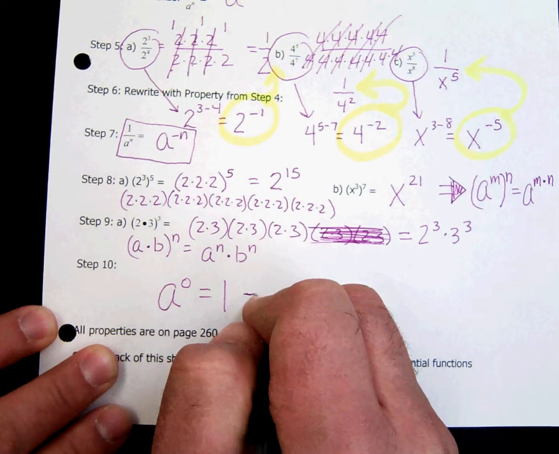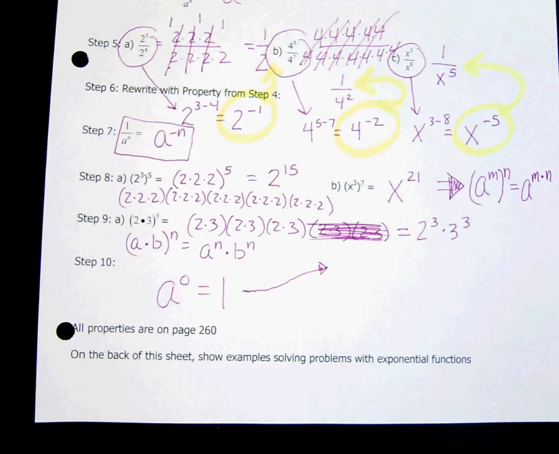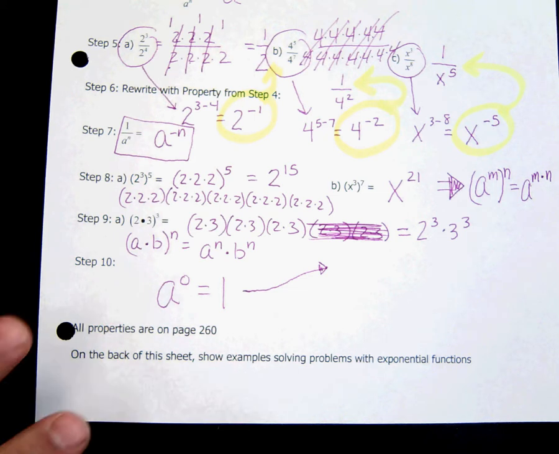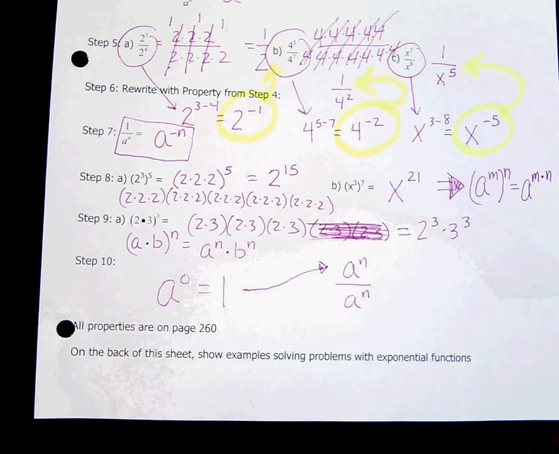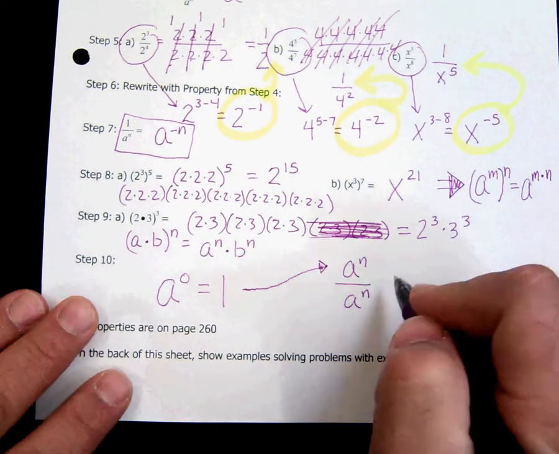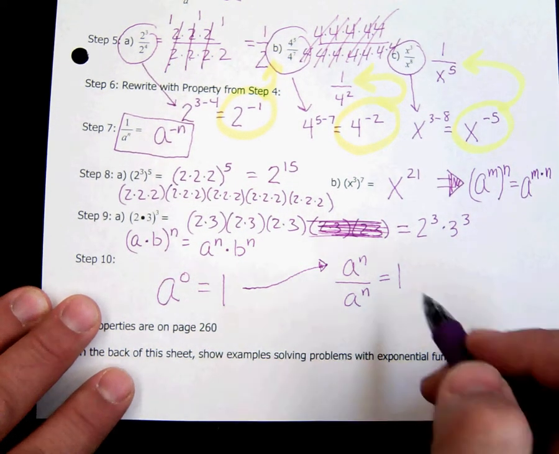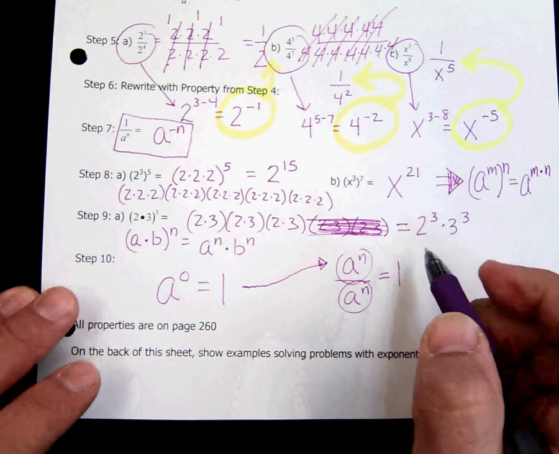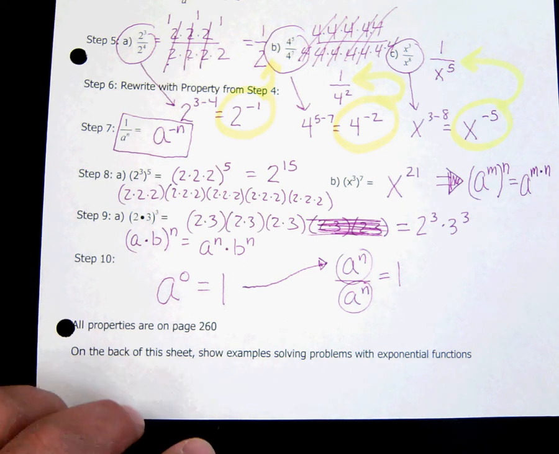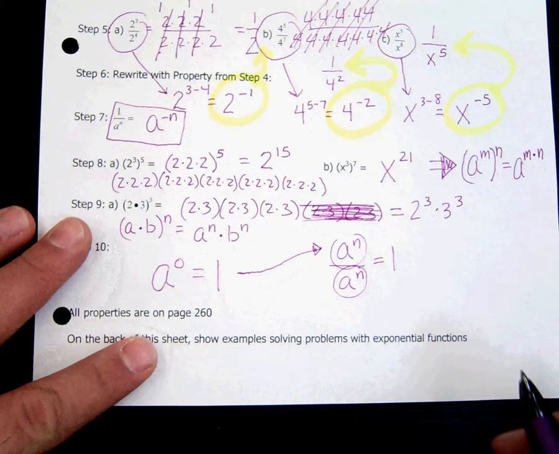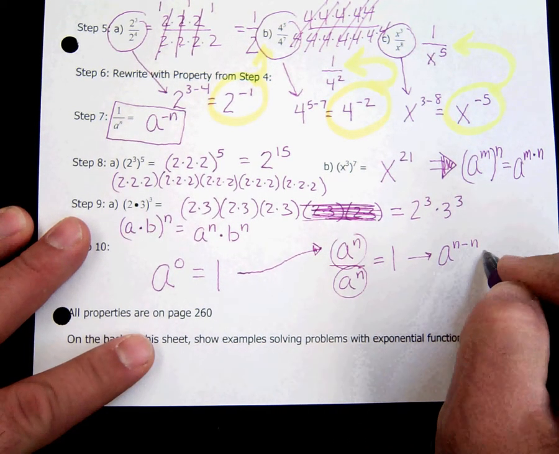Did anybody come up with something? What did you come up with? A to the n divided by a to the n. That's a good start. So you're saying this is the same as this. Obviously anything over itself is 1. We know that. Go ahead. A to n minus n, a to 0. All right.